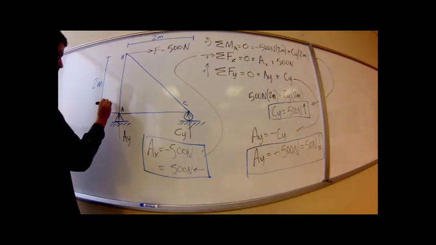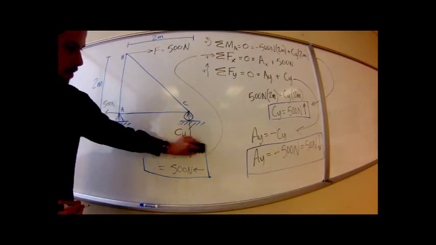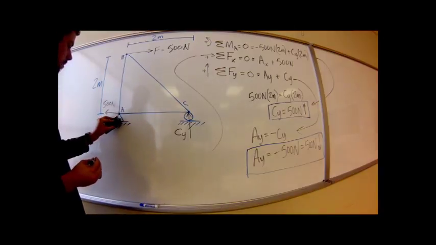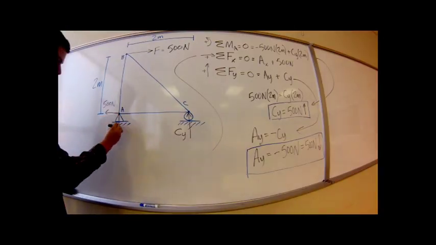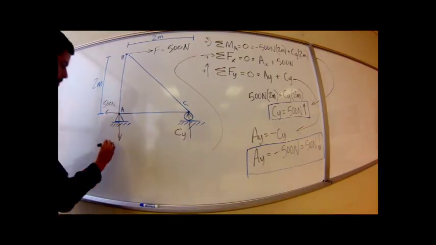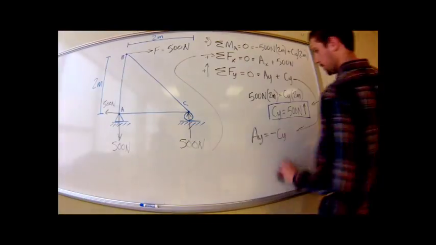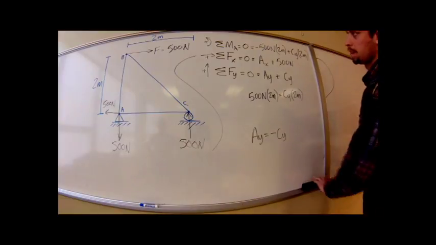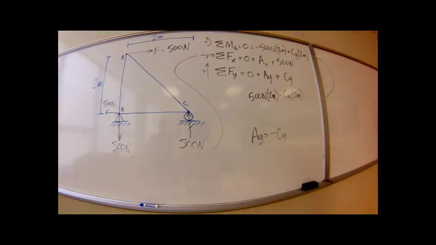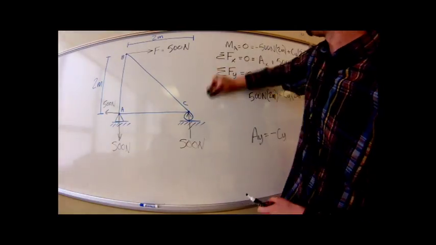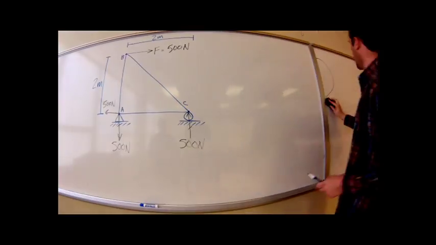The last unknown to solve for in this reaction is at point A in the X direction. There are 2 positive forces in the X direction, A sub X and the 500 newton force. So this means that A sub X has to equal negative 500 newtons. Change the directions of the reaction force arrows to match the sign convention of the answers you just found.